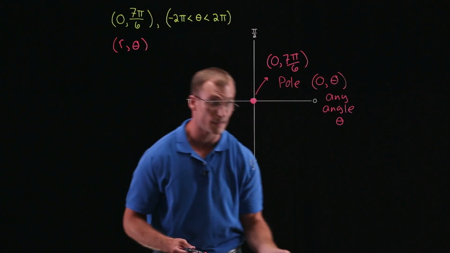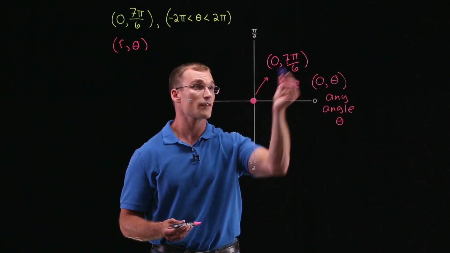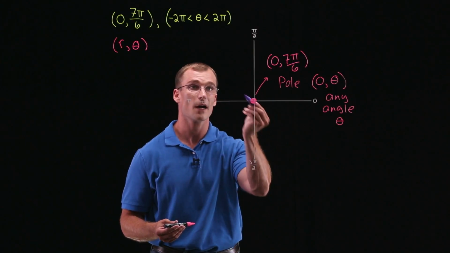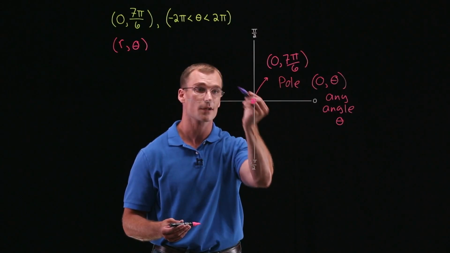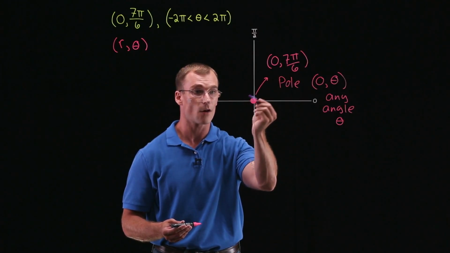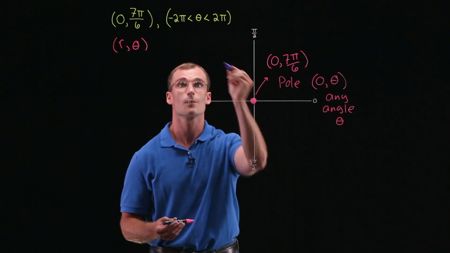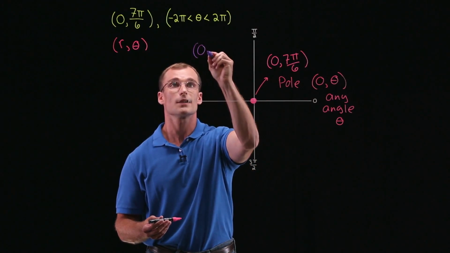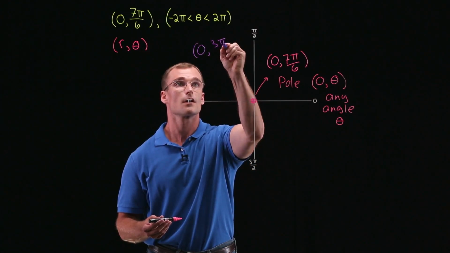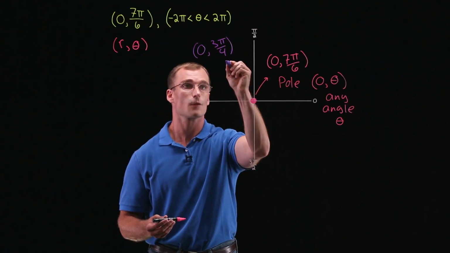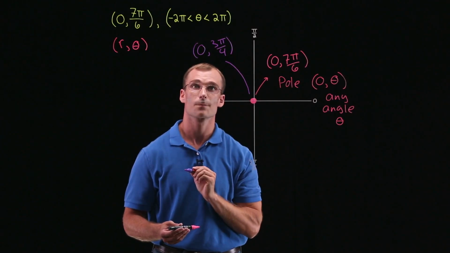So there's more than one way to do this. Let's take some other angle other than 7π/6, say maybe 3π/4, which would put us in our second quadrant, right? But r equal to 0 would keep us at the pole. So the point (0, 3π/4) would be equivalent.